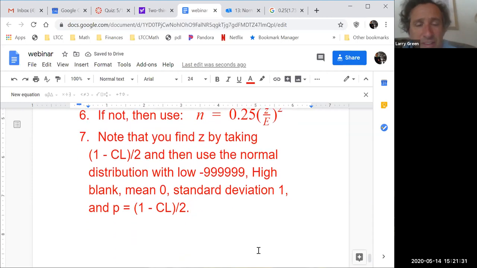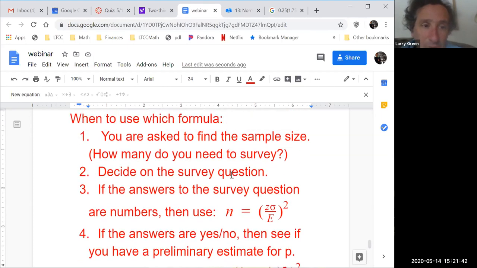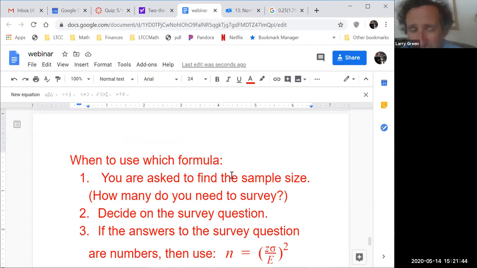Any questions on the step-by-step process? Any questions? Let me go through this again because it's that important. A lot of people have trouble. So when to use which formula? That's the hard part about this whole thing.